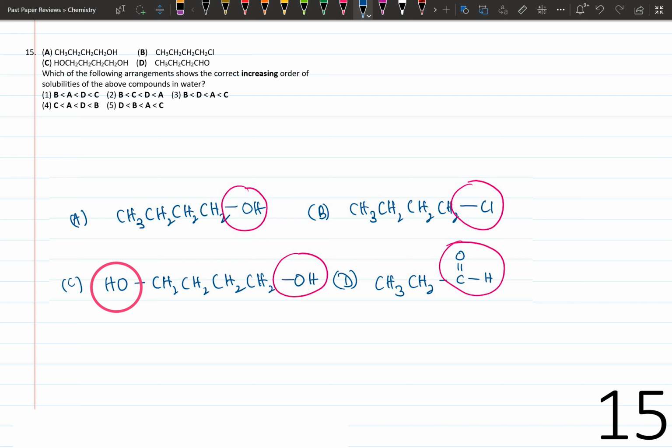As the main force of attraction found in water is hydrogen bonds, the compound with the hydrogen bonds will dissolve more easily. In this case, C will have the highest solubility as it has 2 hydrogen bonds, then A with 1 hydrogen bond, then D, which is a polar molecule, and then B, which repels water and is immiscible. Therefore, the answer is 3.